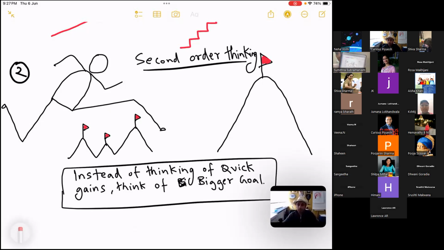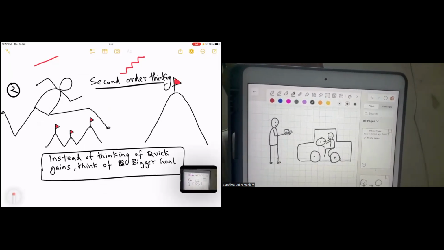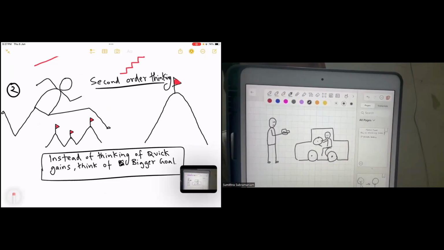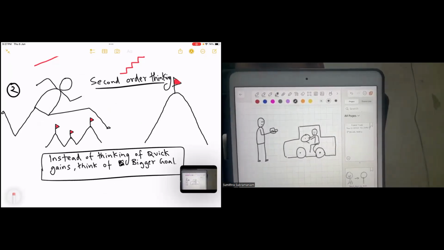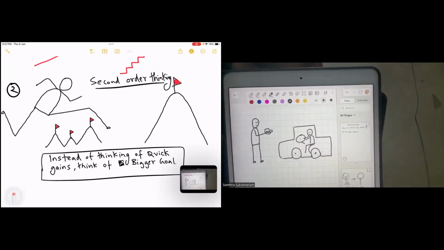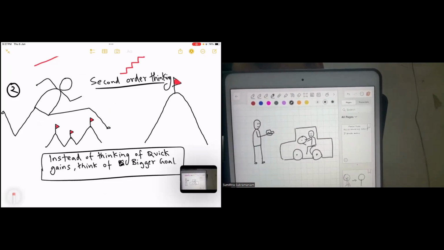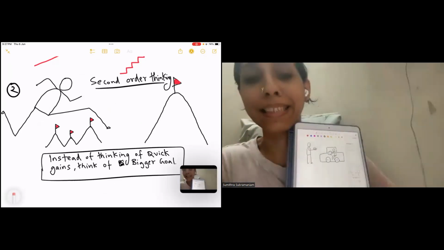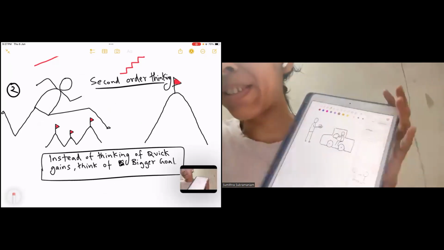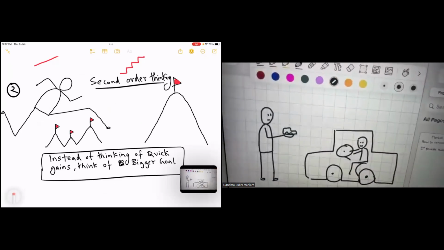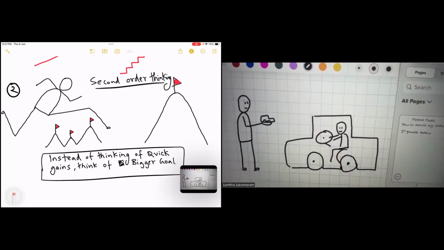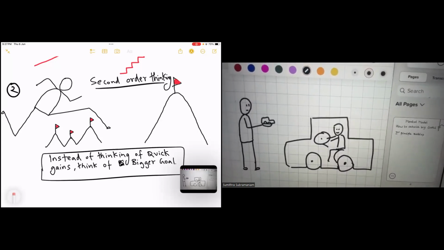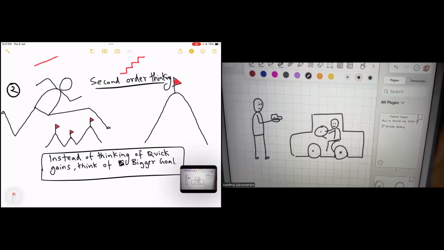Any answers? Okay, Sumitra is here again. Folks, you can open your cameras and draw as well, so I can spotlight you. Sumitra has drawn something. Instead of thinking of quick gains, think of bigger goals, and you have drawn. Let's understand what she has tried to draw. I see there is a person who is driving the car, and this person has the key, right? I think my drawing is not clear. He's holding a toy car, a small toy car. Toy car, okay. And that is a real car. That's the big picture, and that's the small picture.